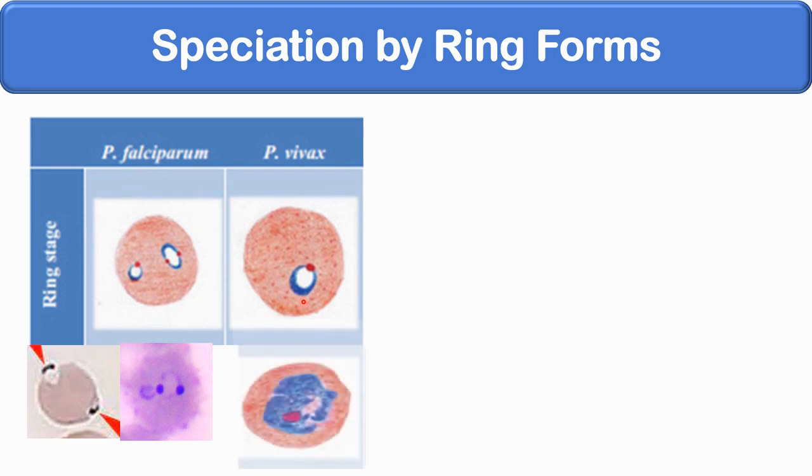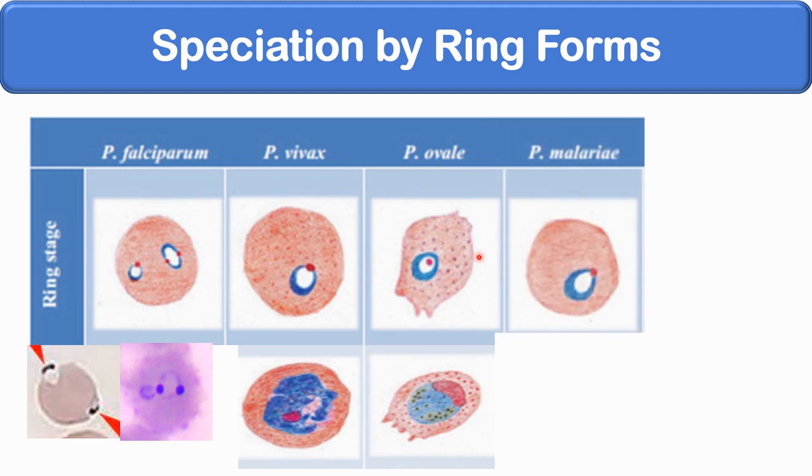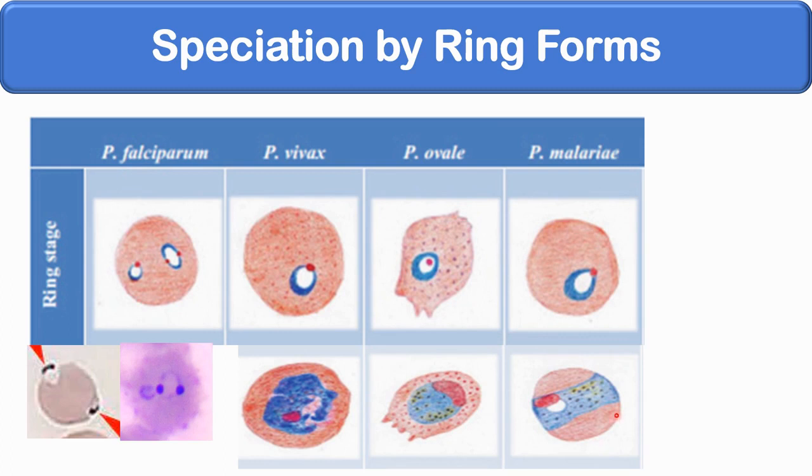Late trophozoites are amoeboid shaped. In Plasmodium ovale, ring forms are similar to that of Plasmodium vivax but present inside oval shaped RBCs. In Plasmodium malariae, the early trophozoite is similar to that of Plasmodium vivax but the late trophozoite is band shaped, also called band forms.